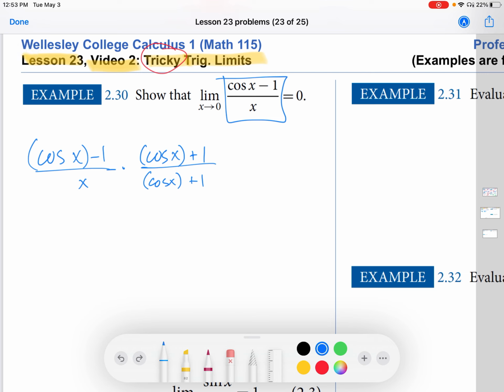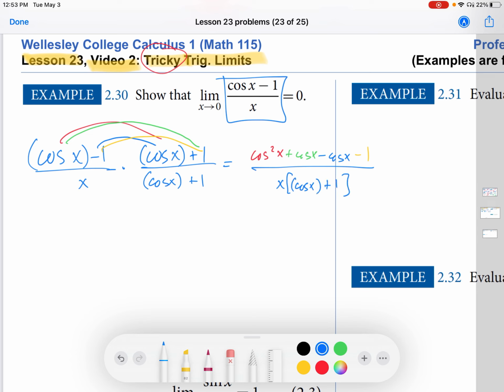Okay, so how do I proceed? Well, I'm now multiplying cosine times cosine, gives me cosine squared x. Notice this part will be positive cosine x, and this part over here will be negative cosine x. And then I have minus 1. Okay, and then in the denominator I have x times (cosine x plus 1). You can see that this cosine x and that cosine x go away, and I'm left with cosine squared x minus 1 divided by this denominator.